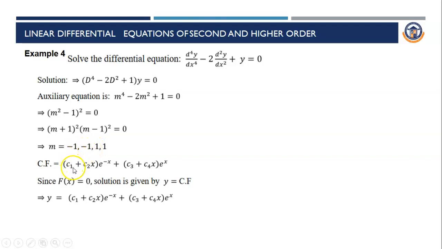So first is (c1 plus c2x) e power minus x plus (c3 plus c4x) e to the power plus 1x. So this is the solution of the given problem. That is the complementary function, solution y is equal to (c1 plus c2x) e power minus x plus (c3 plus c4x) e power x. And similarly we can work out another problem. This is the way to find the complementary function.